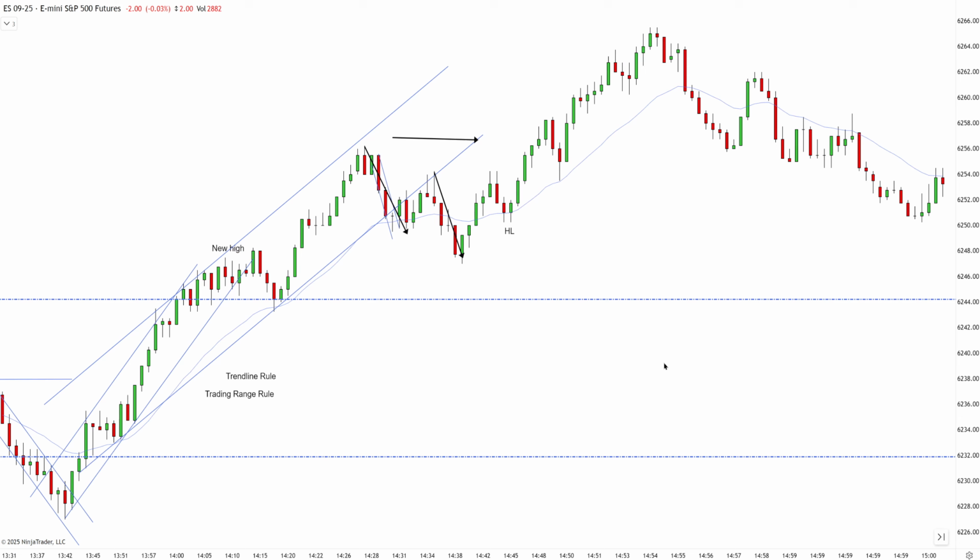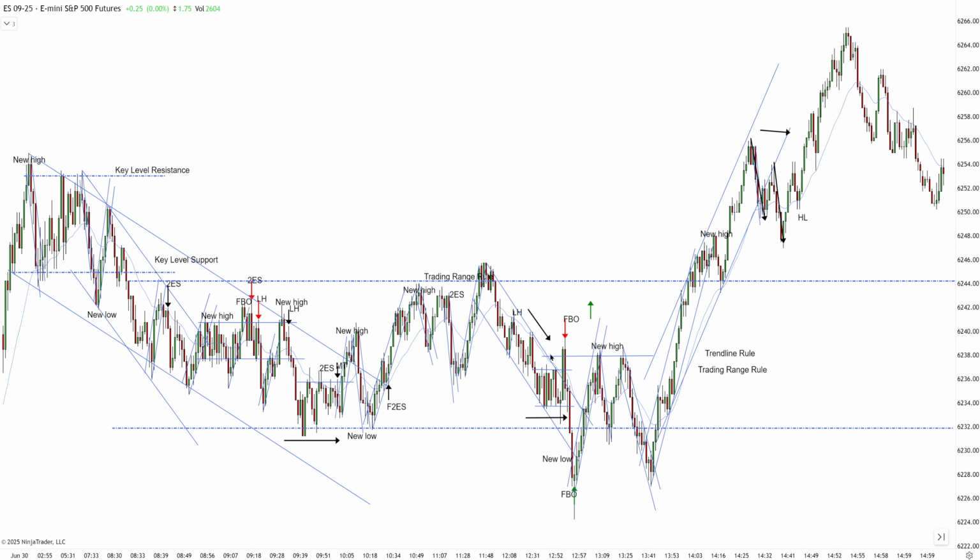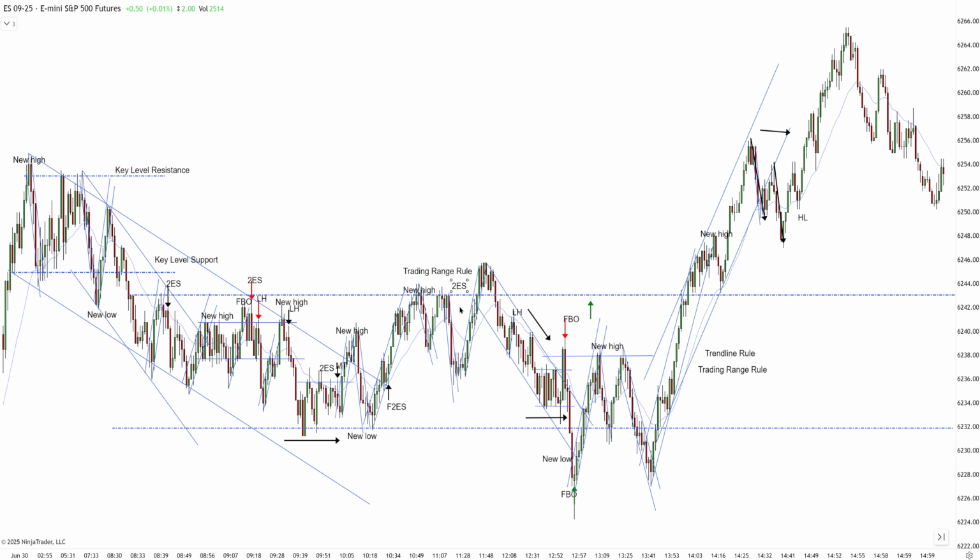So this is the overall structure for today using price action rules. Once again, there are a few more aggressive setups you can consider. This one right here, this is actually an okay setup. You have a key level at this level or this lower high perhaps. So a few good setups.